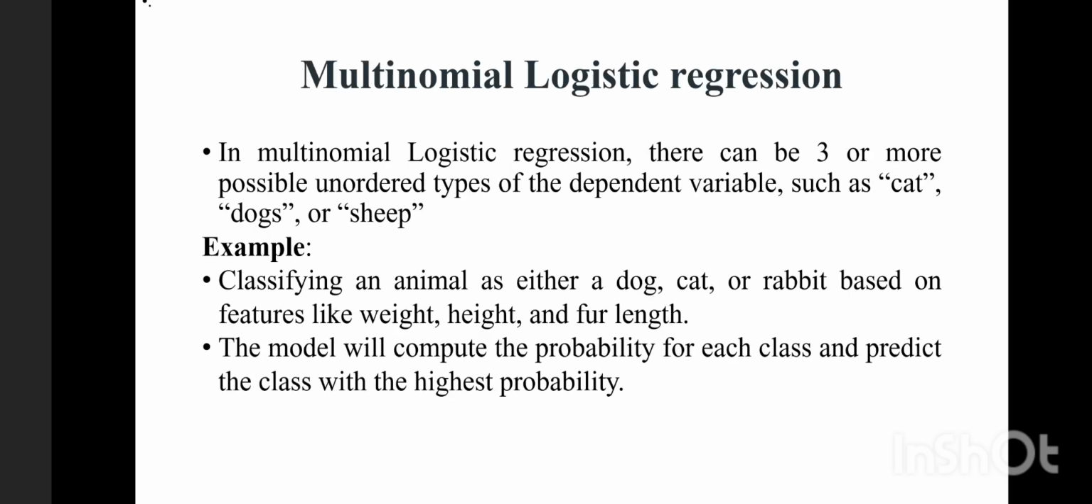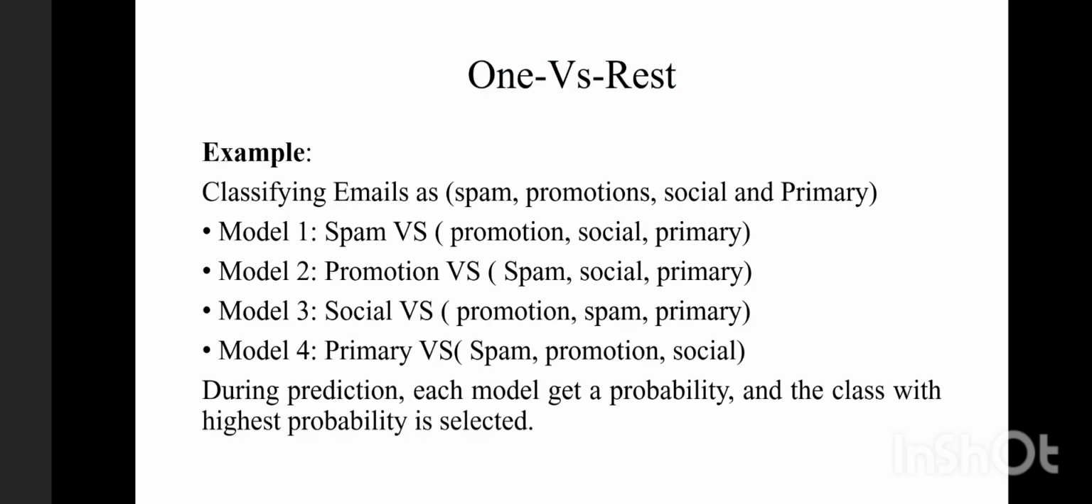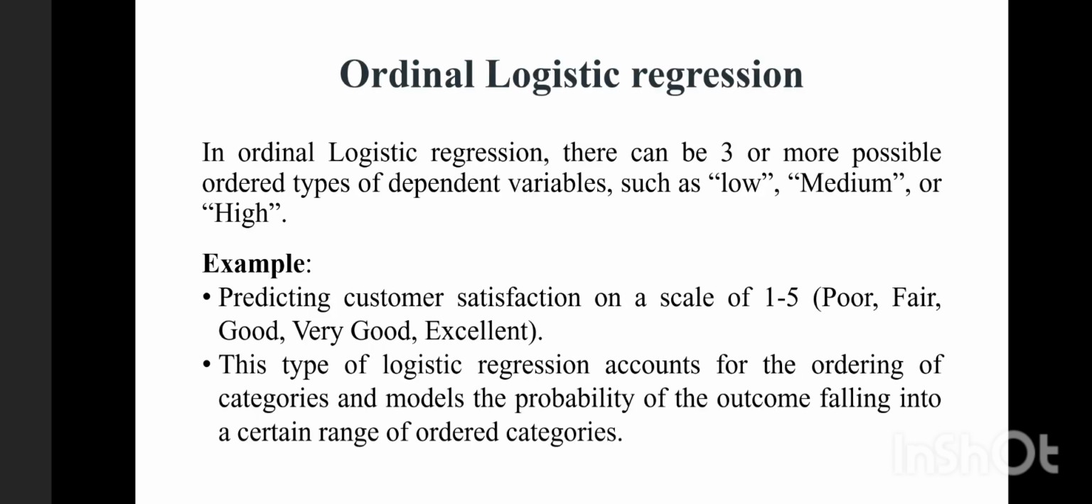The second one is multinomial logistic regression. It handles three or more unordered categories. For example, classifying animals as dog, cat, or rabbit. This model predicts the class with the highest probability. In this, the one versus rest method is available. In the one versus rest method, separate models are created for each class. The class with the highest probability is selected during prediction. This method simplifies multi-class classification.